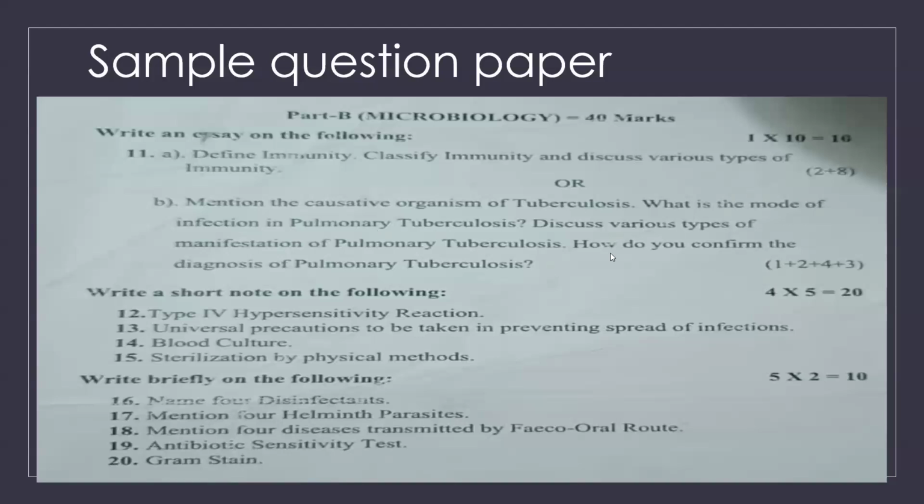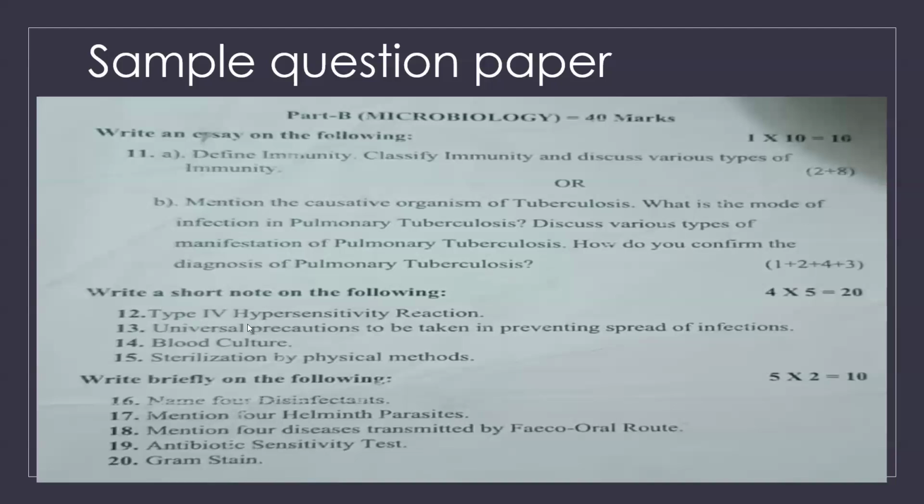Then next, how do you confirm the diagnosis of pulmonary tuberculosis? In this, you should write what samples you will collect, what type of staining you will use, how you will culture, and what the molecular methods are to confirm it. You should write all that.